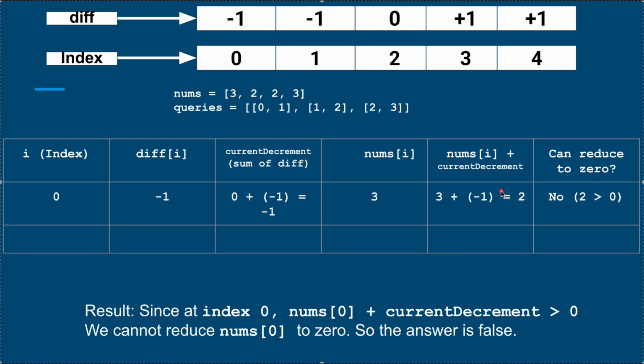Since this is not going to go further, we don't need to go further. At the first index itself it is not coming 0, so no need to process the rest of this diff array, right? At index 0 itself it is not coming 0, so we will not go for further checks. Means we will not go on to calculate all the prefix sum and the checks. So since nums at 0 plus current decrement is greater than 0, we cannot reduce nums at 0 to 0, so the answer is false.